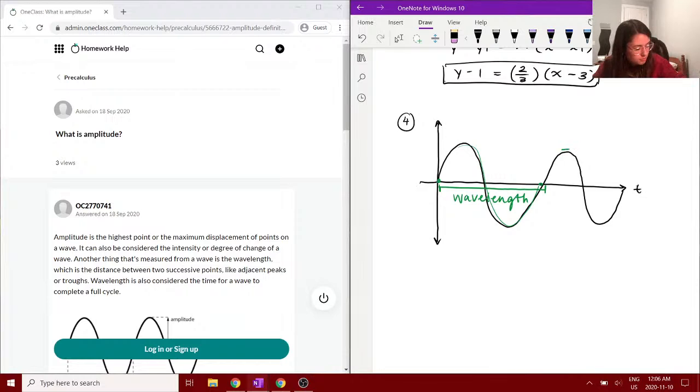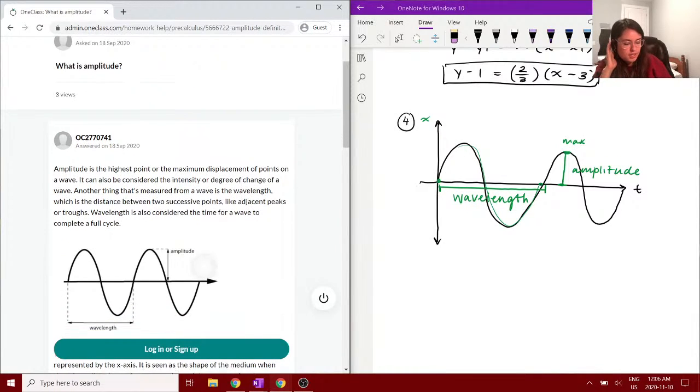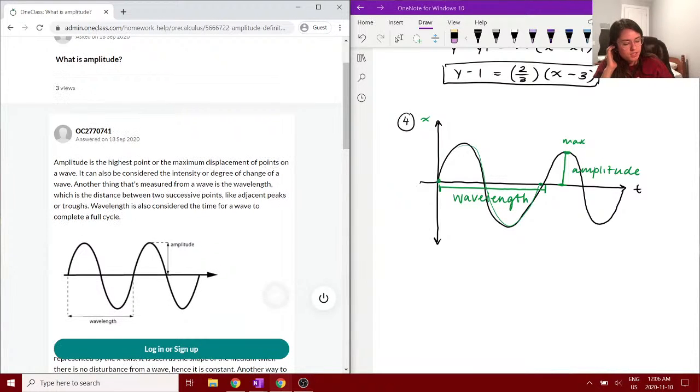And what this question is asking for, it's not a perfect wave, is this distance from, if this was x, for example, from x equals 0 to the maxima on the wave. That would be called the amplitude. That's how you spell it. Let me read the explanation here. Amplitude is the highest point or the maximum displacement of points on a wave. It can also be considered the intensity or degree of change of a wave.